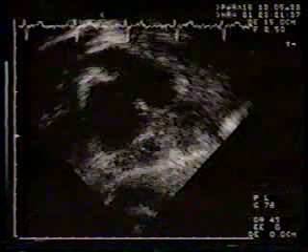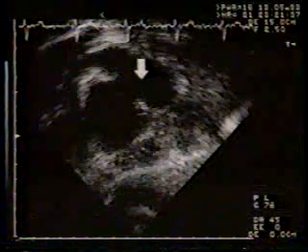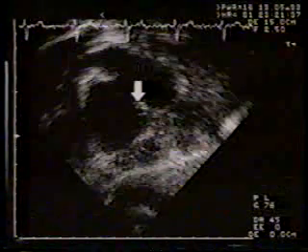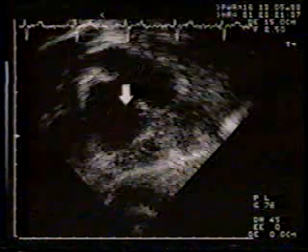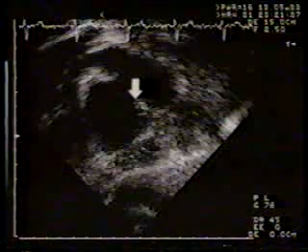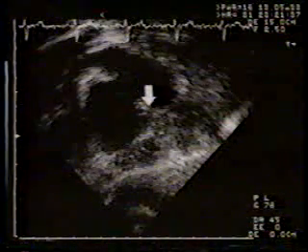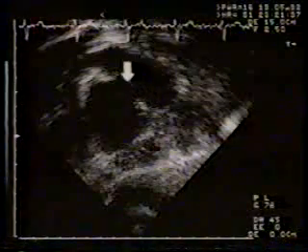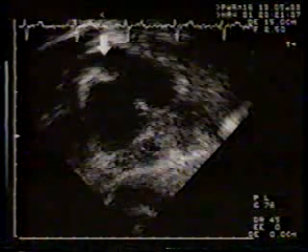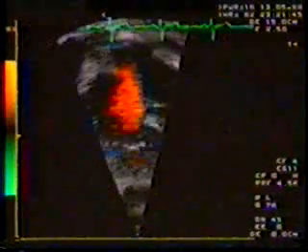This is subcostal examination. This is left atrium, atrial septum, right atrium. Note there is a large defect in the mid portion of this atrial septum. The lowermost portion of the atrial septum is intact, as is the uppermost portion of the atrial septum. This is the entrance of right inferior pulmonary vein normally into the left atrium.